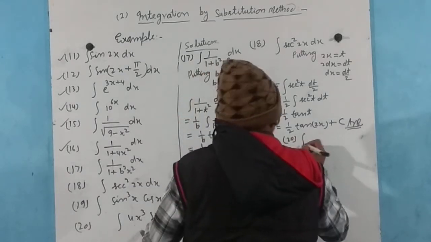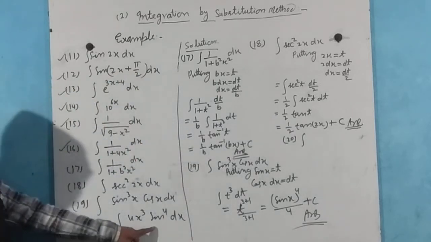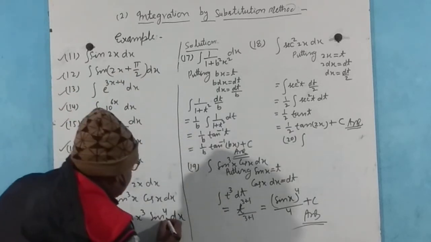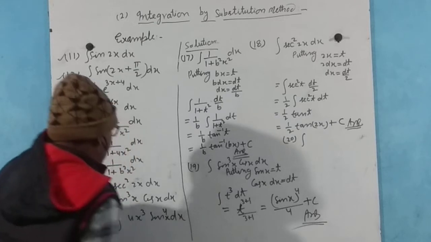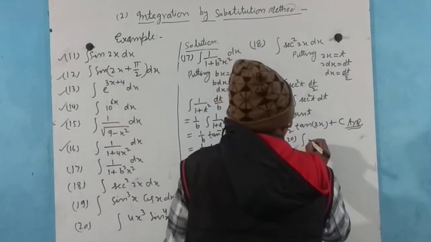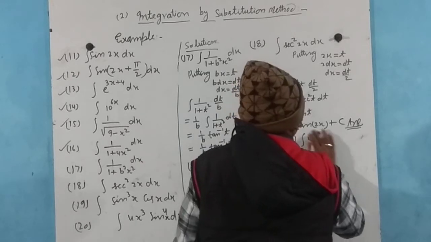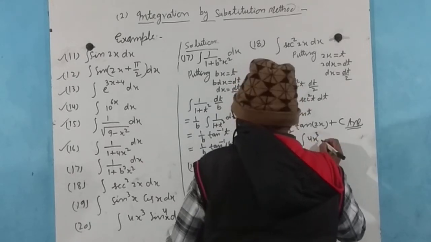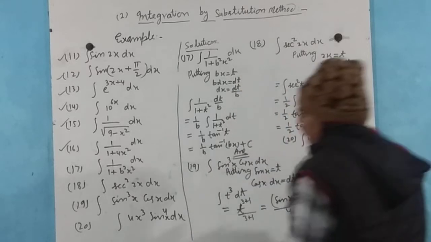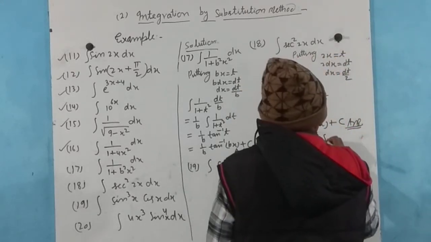Integration of 4x cube sin x to the power 4 dx. That is, 4x cube here, and sin of x to the power 4, dx.